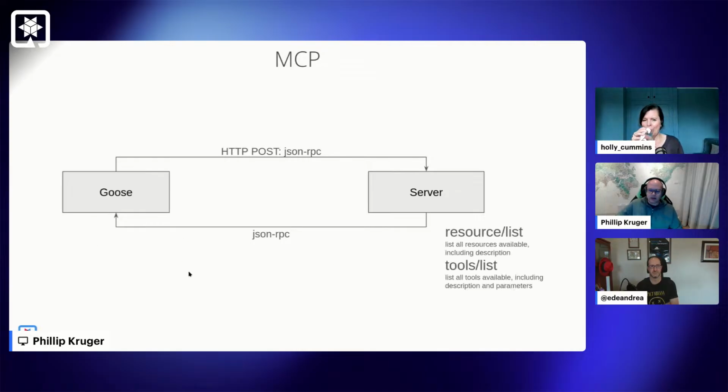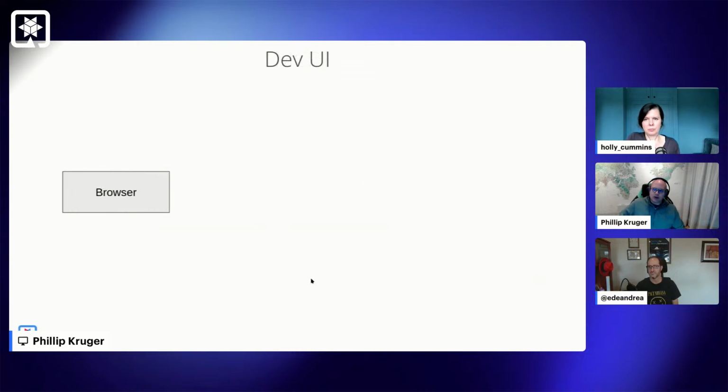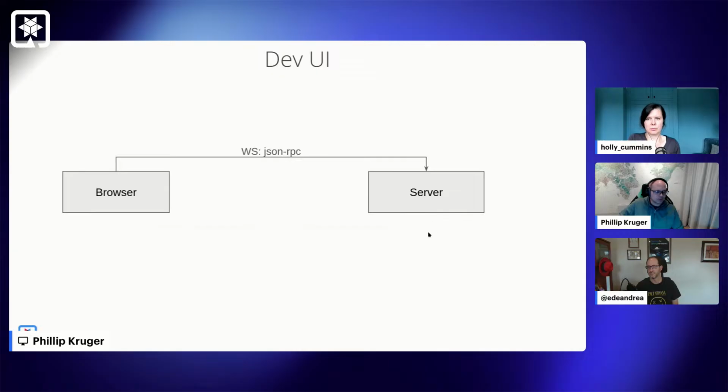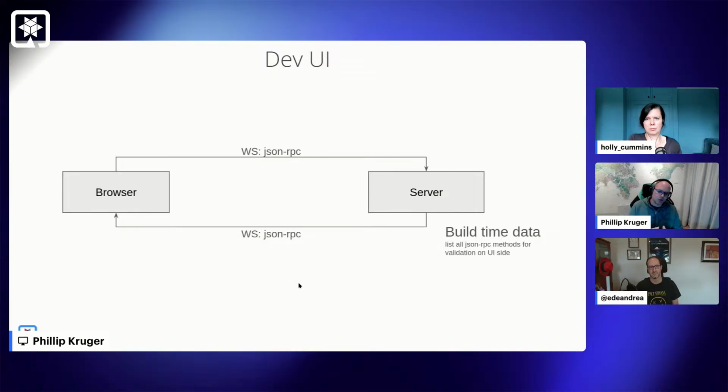Right. There are some methods that you have to implement. For example, the resource list, which lists the resources that are available, or the tools list that includes the tools that are available. When I realized that, I thought about what DevUI does. DevUI has a browser that posts JSON RPC to a server, and the server responds with JSON RPC. And we have something that we call build time data, and part of the build time data is all the JSON RPC methods that are available so that we can validate this in the UI.